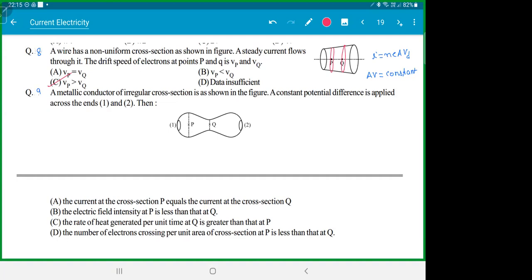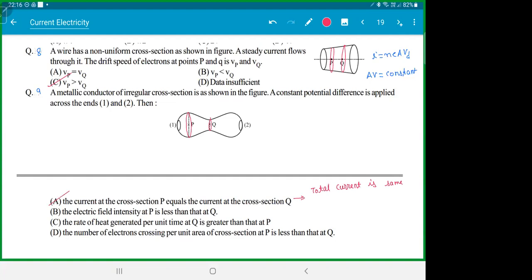See, let's see each one, okay? The current at the cross section P is equal to the current at the cross section Q, meaning if you take this full cross section and this full cross section, current is same, right? Because current is simply the flow of charge. Number of electrons flowing through P should be equal to number of electrons flowing through Q. Does it make sense? The total current is same. The first option is right.